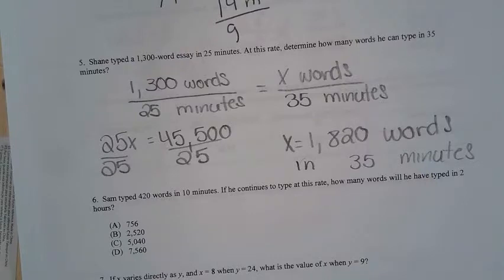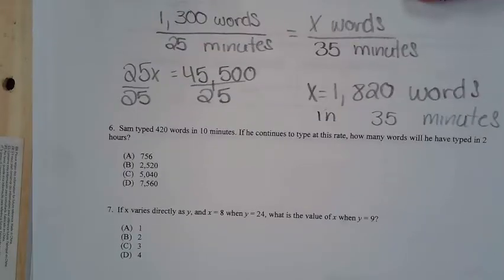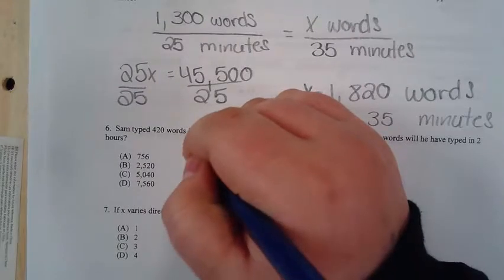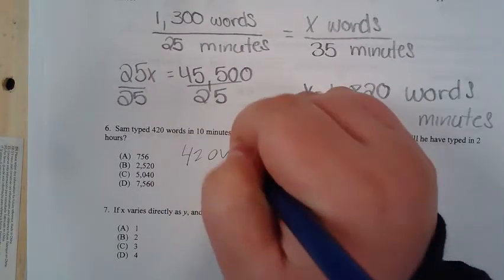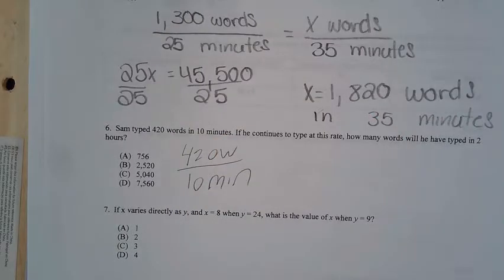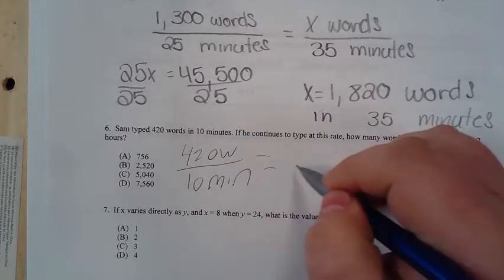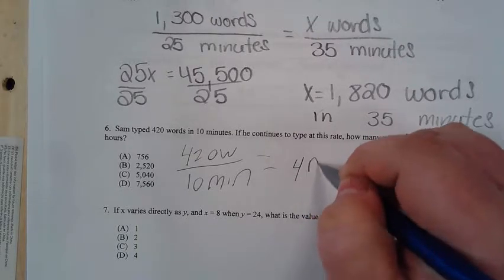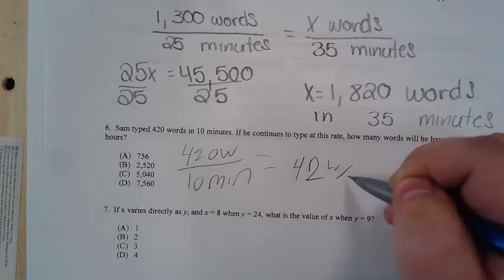Okay. Now, Sam types 420 words in 10 minutes. If he continues to type at this rate, how many words will he have typed in 2 hours? Now, first, we put down 420 words over 10 minutes. And when you divide those, you get 42 words a minute.